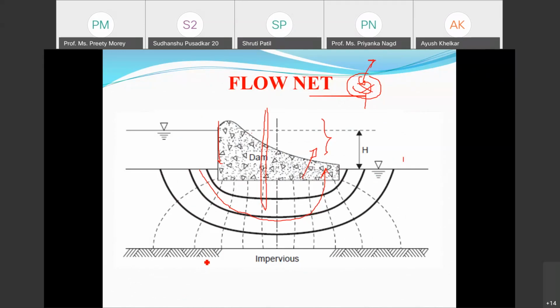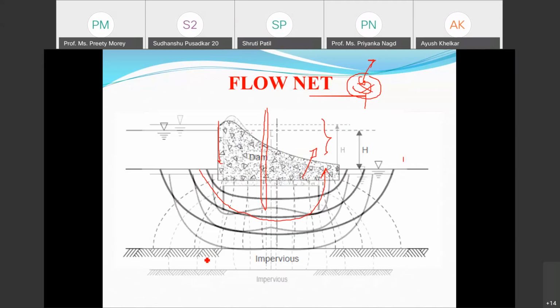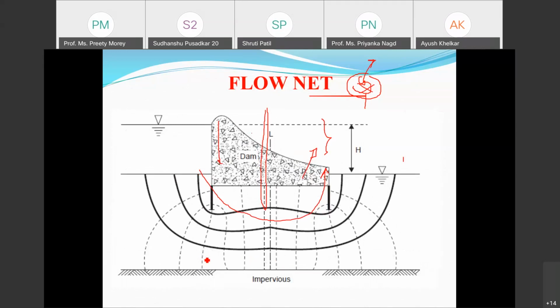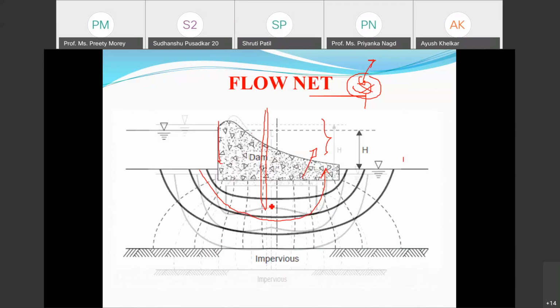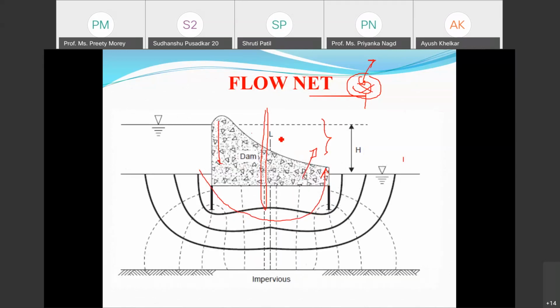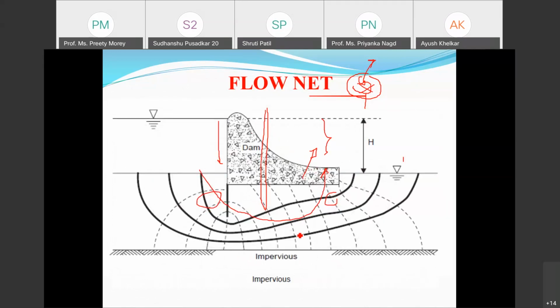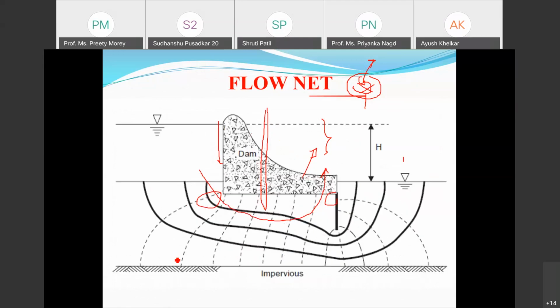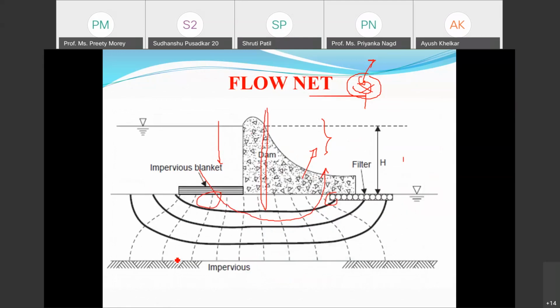This is another flow net diagram for a dam section. See, this diagram is different because there are two sheet piles provided, on the upstream side and the downstream side. So definitely the diagram has changed, and the equipotential lines have changed. Here there is only one. You can go through and study all these different types of equipotential lines and flow lines, and how they have been drawn.